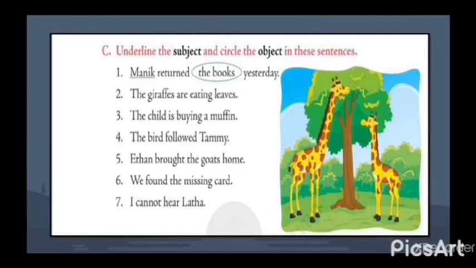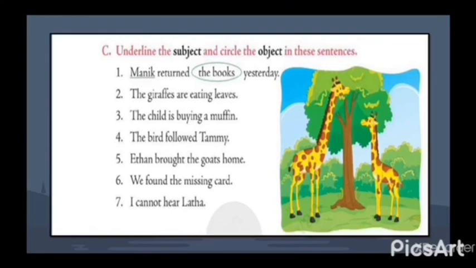The child is buying a muffin. Who is buying a muffin? The child is buying a muffin. So the child is the subject. And what is the child buying? A muffin. So a muffin is your object. The bird followed Tammy. Who is following Tammy? The bird. So the bird is the subject and Tammy is your object.